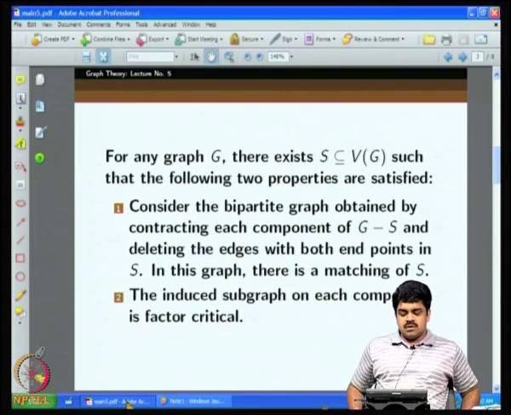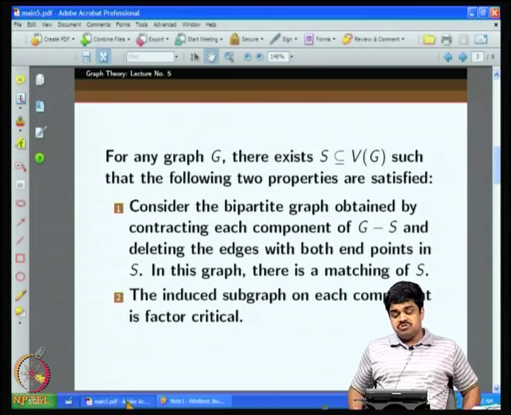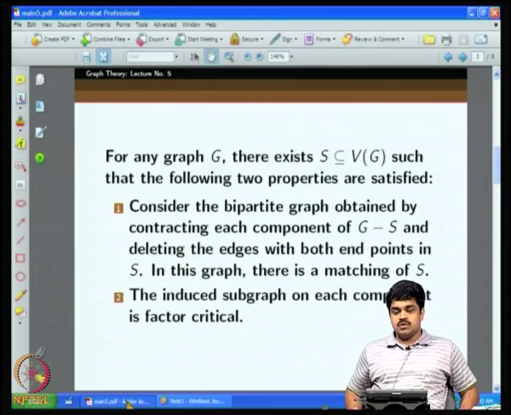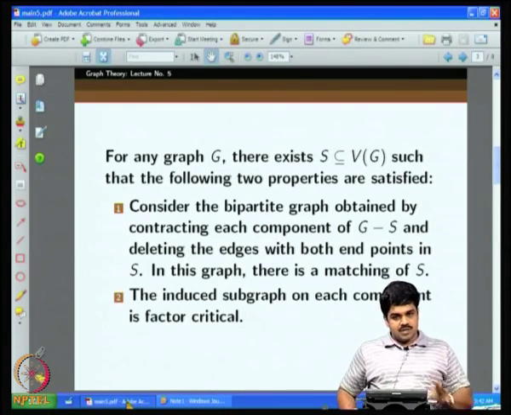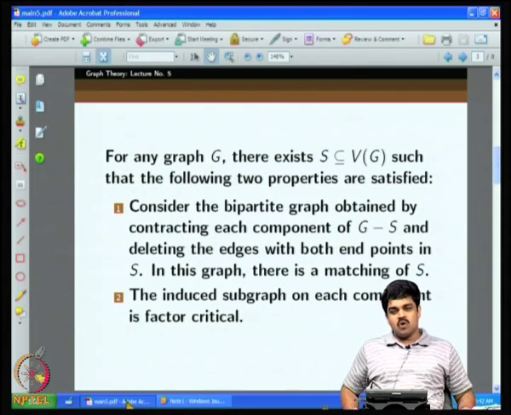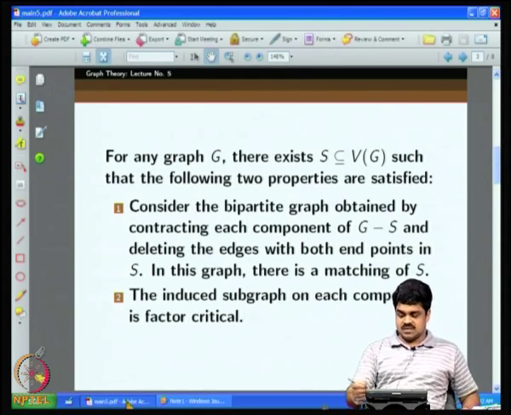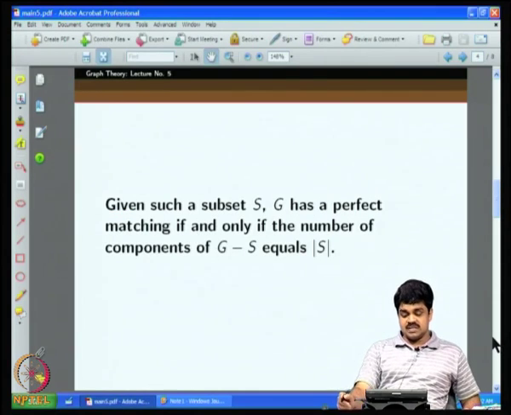The second condition is, if you look at the induced subgraph on each component, it is going to be a factor critical graph. It goes without saying that the number of vertices in each component now has to be odd. So, earlier we had considered even components also, but now we say that if you consider this special set S, you will always get each component odd and factor critical, apart from that matching property. So, such a set exists.